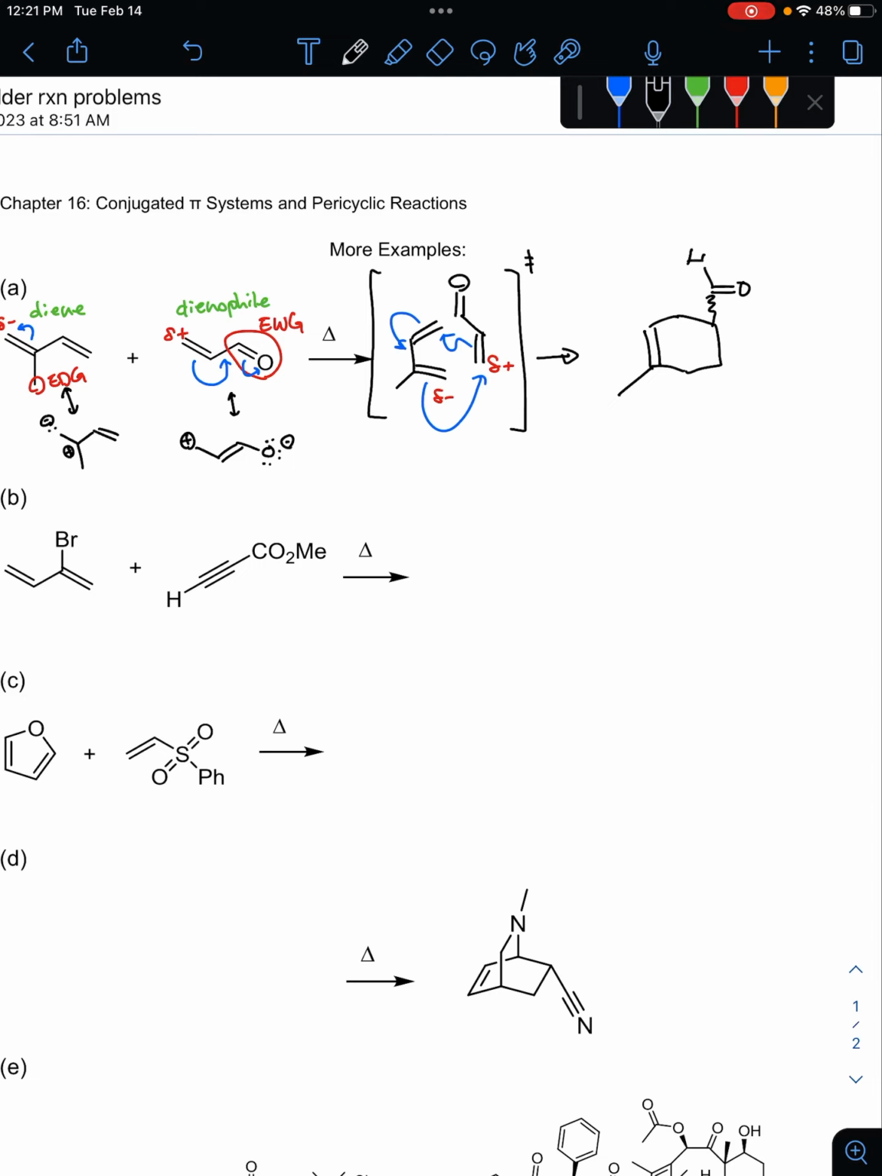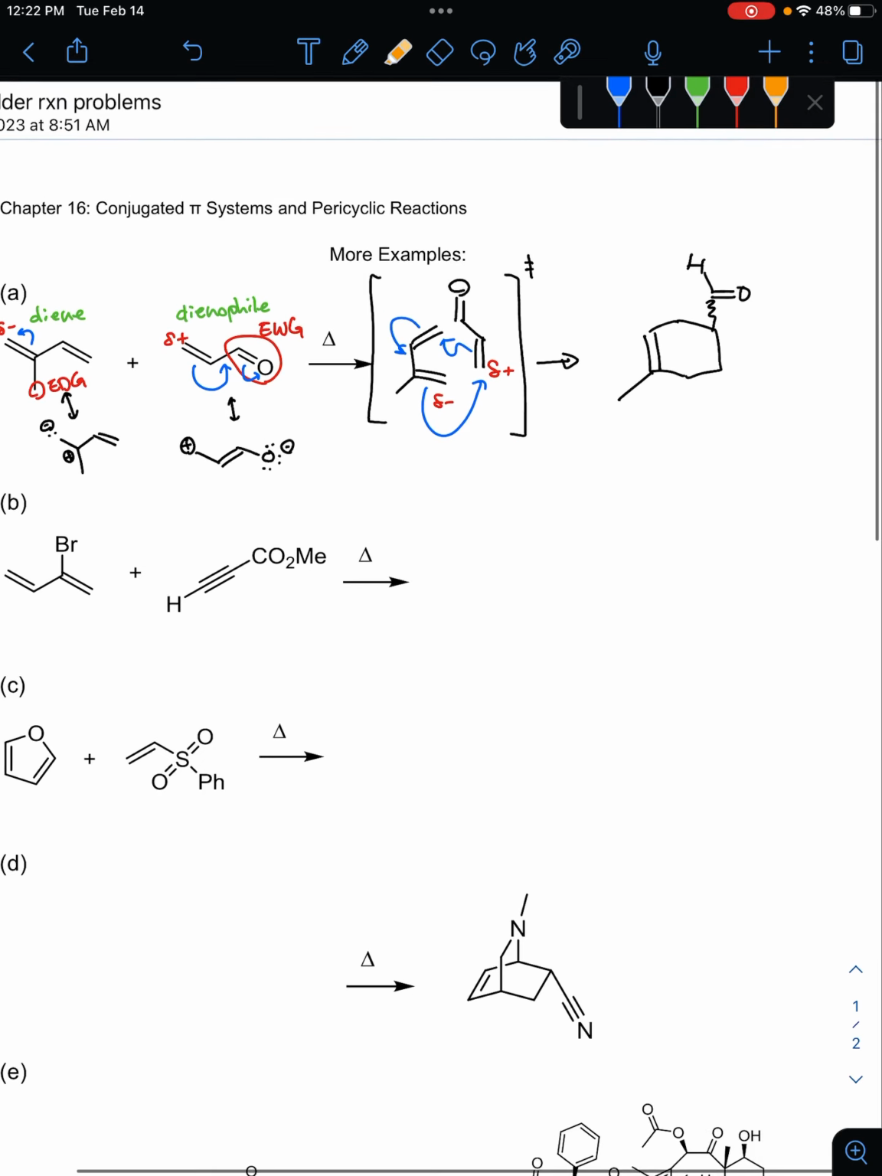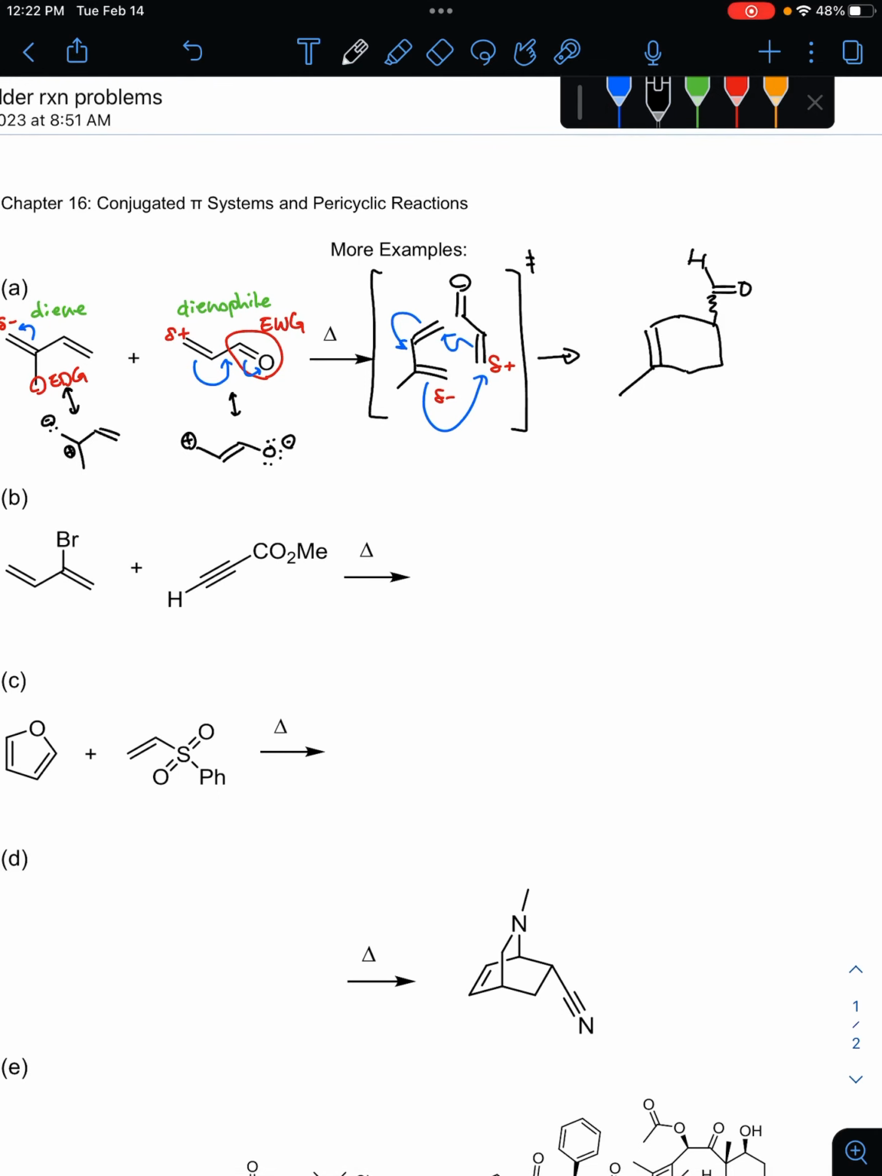Now, this aldehyde could technically come from either the top face or the bottom face of the diene, so there should be a racemic mixture at this chiral center. So that's what I did there. Okay, so that's that first problem. And just to emphasize the regioselectivity of this, I just want you to know that you should not be getting this product. This will not be formed.